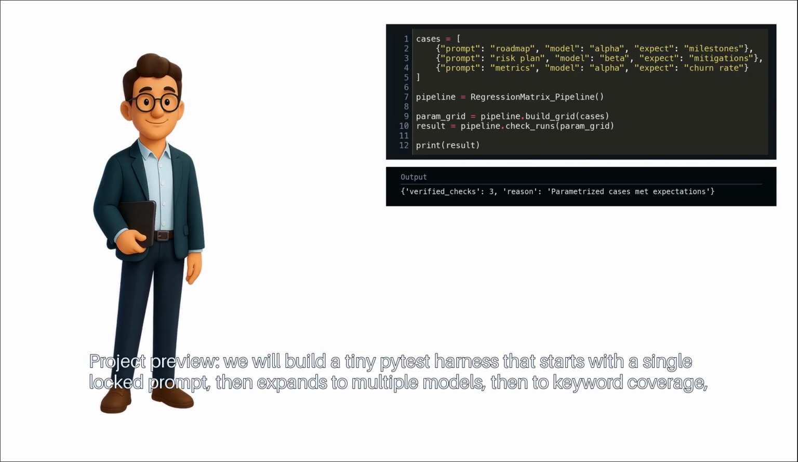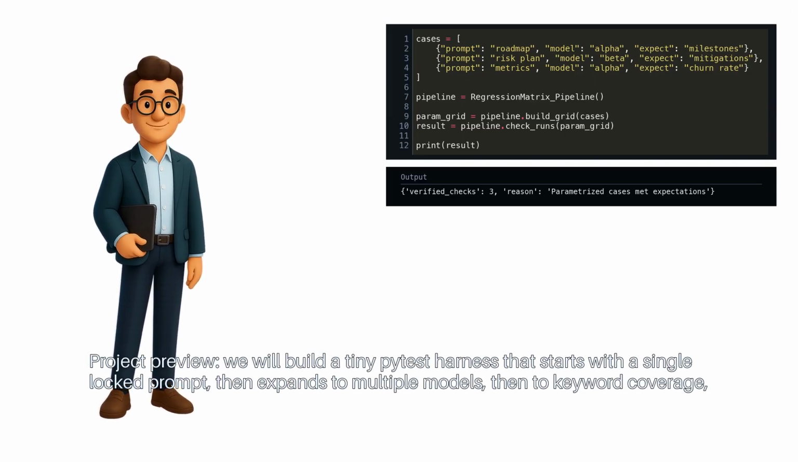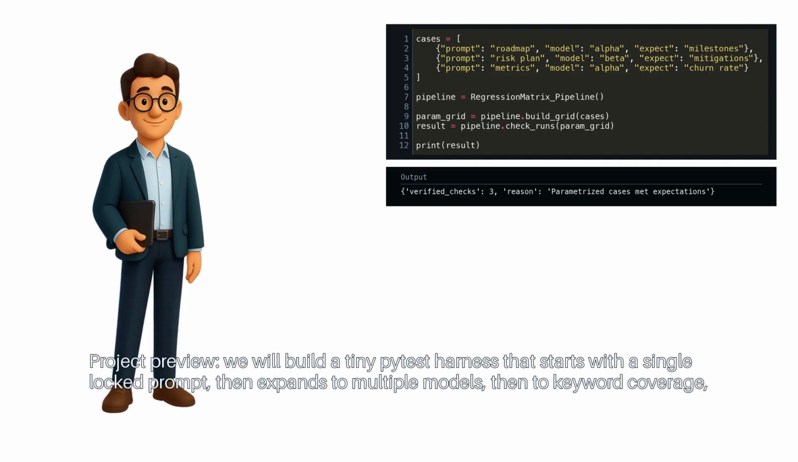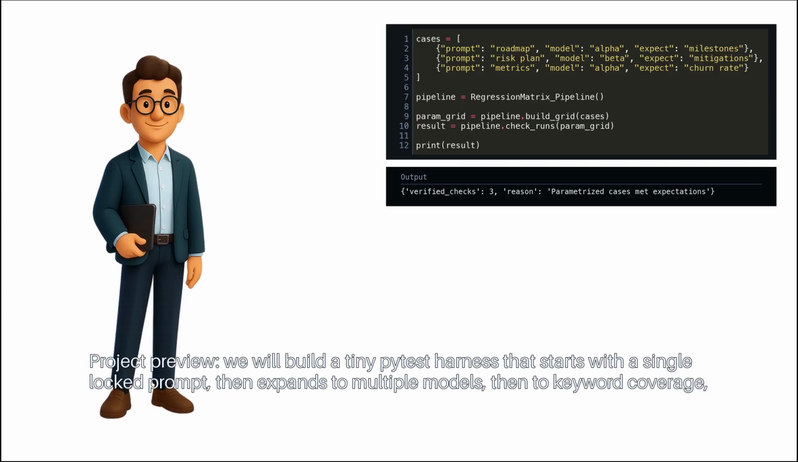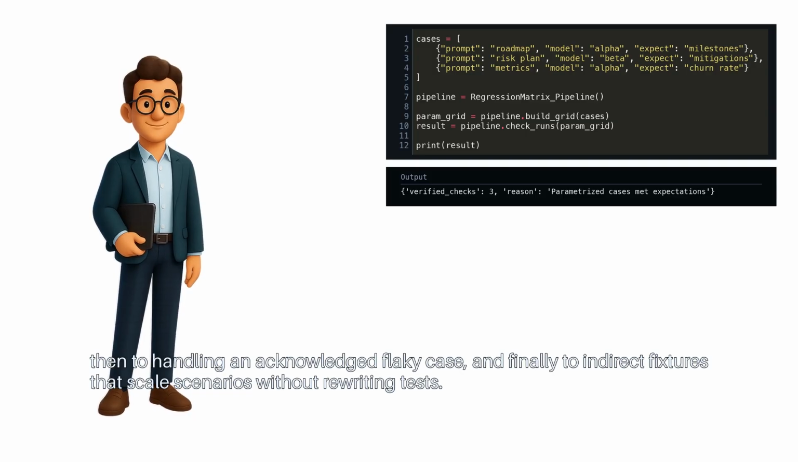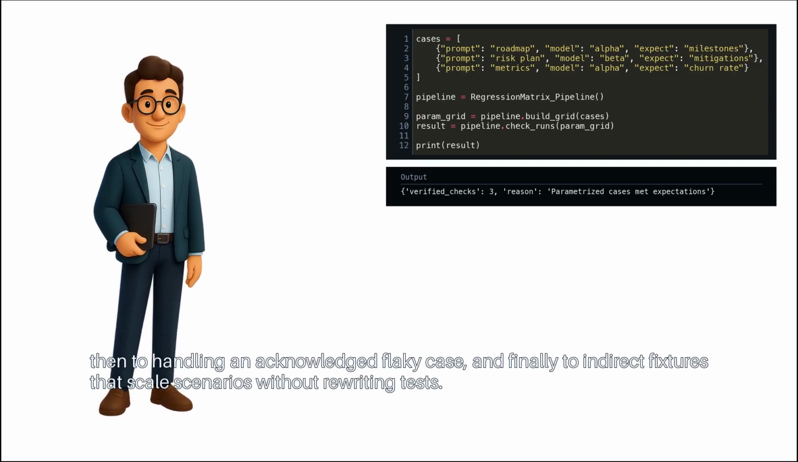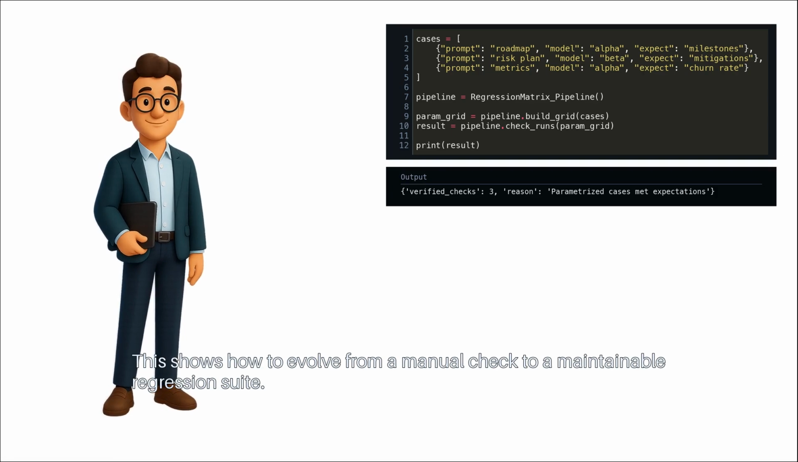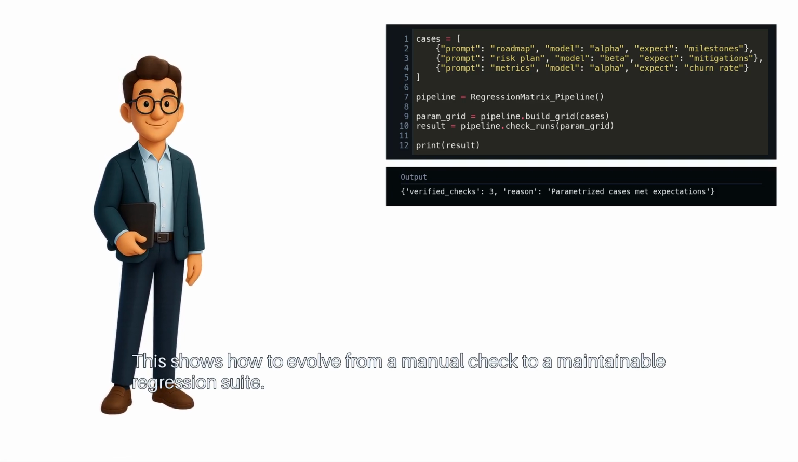Project Preview. We will build a tiny Pytest harness that starts with a single locked prompt, then expands to multiple models, then to keyword coverage, then to handling an acknowledged flaky case, and finally to indirect fixtures that scale scenarios without rewriting tests. This shows how to evolve from a manual check to a maintainable regression suite.